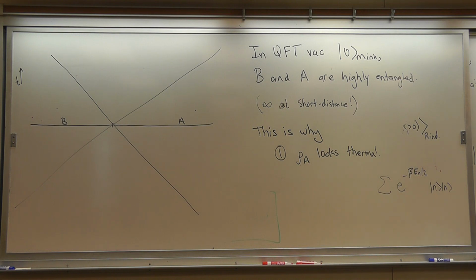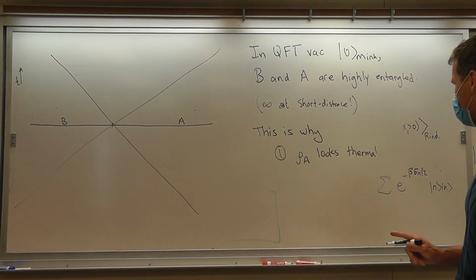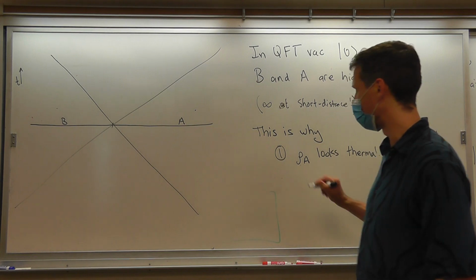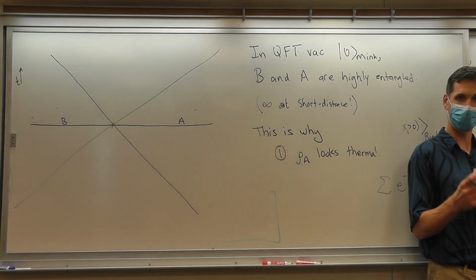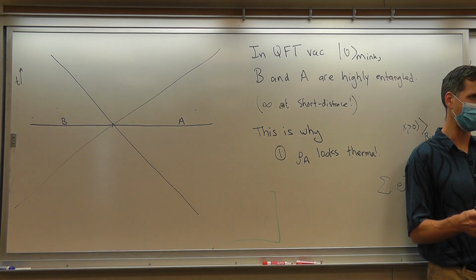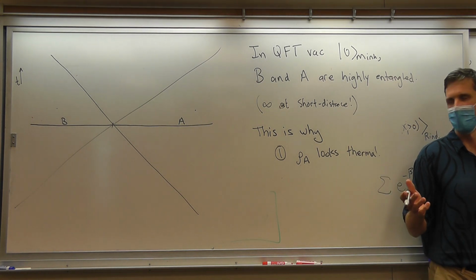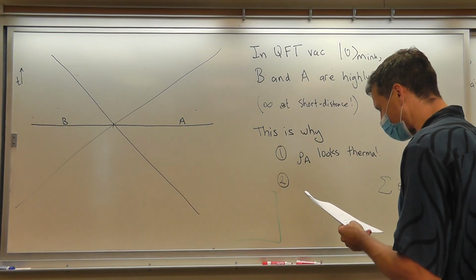Okay, I'm still circling around Ibrahim's question though. Let me continue and then we can come back if there's more. So, okay, this is why rho A looks thermal. It's because we took something that was highly entangled and then we traced out half of it. Okay, you're going to get something mixed if you do that.